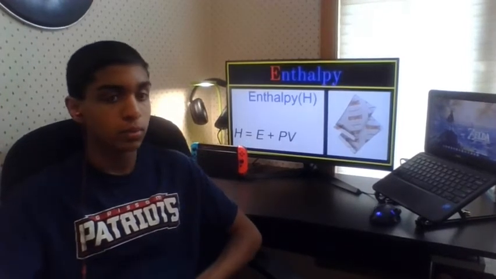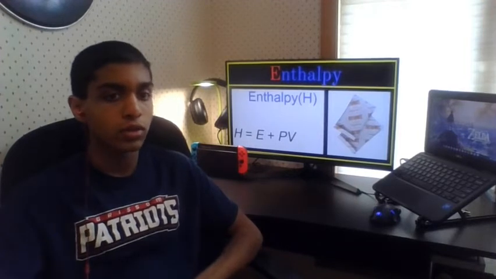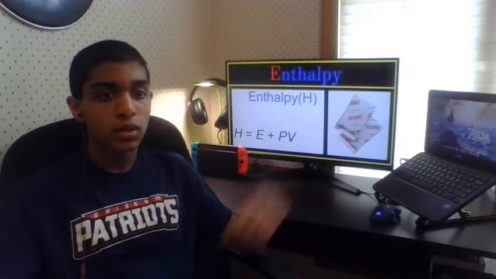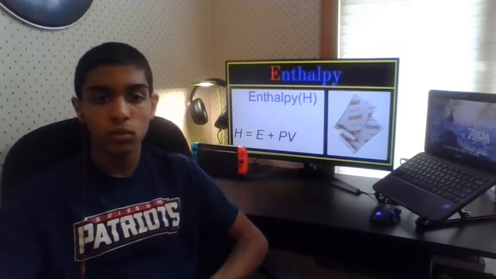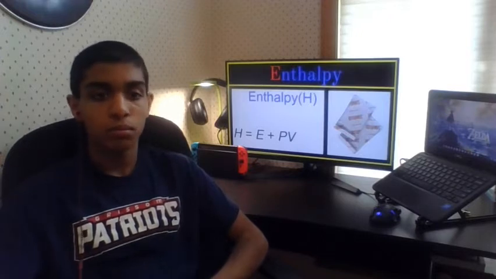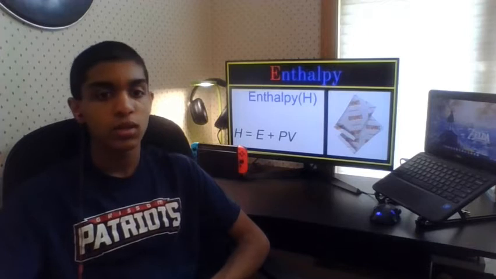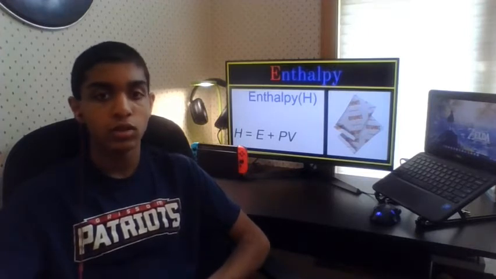E. Enthalpy. Enthalpy quantifies heat flow into or out of a reaction using the equation H equals E plus PV. H, or enthalpy, equals E, energy, composed of heat and work, plus PV, pressure times volume. Heat and work are pathway dependent, meaning that the type of situation scenario affects how much energy is produced.